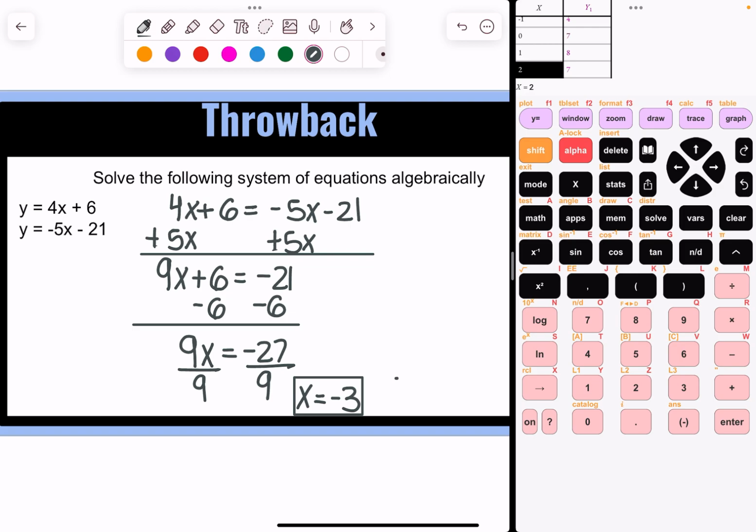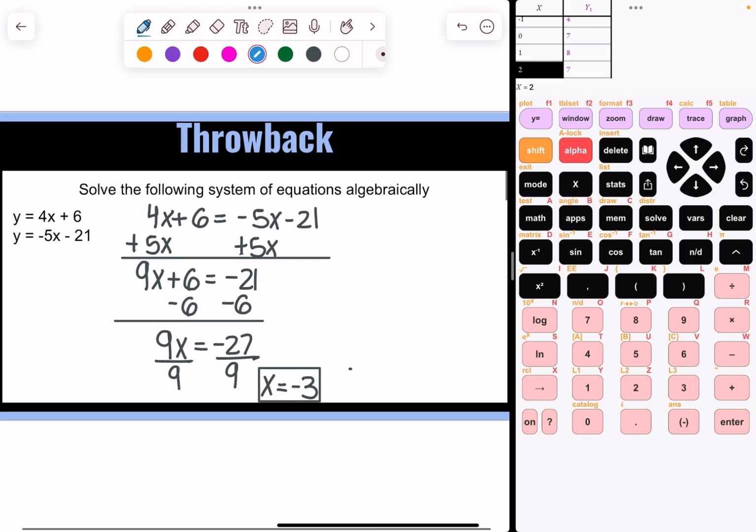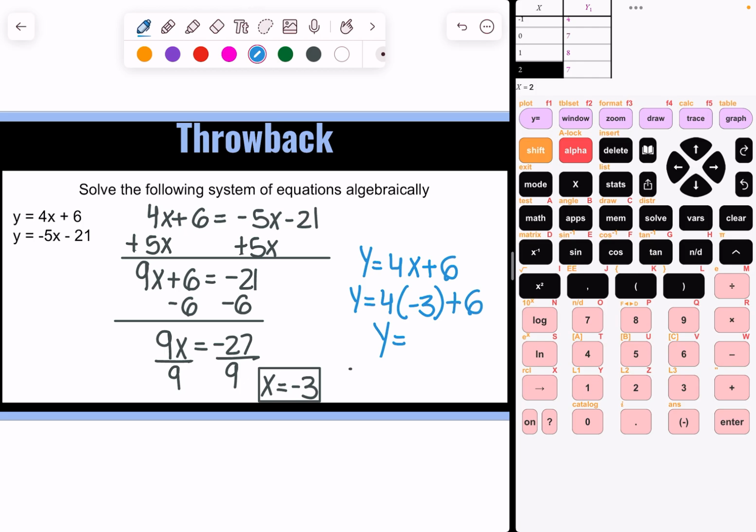But just having my x is not good enough. I also need to find my y. So I'll use the first equation since it's positive numbers, the 4x plus 6 equation. Anywhere I see an x, I'm going to replace it with -3, since that's what x equals. 4 times -3 is -12, plus 6 is -6.